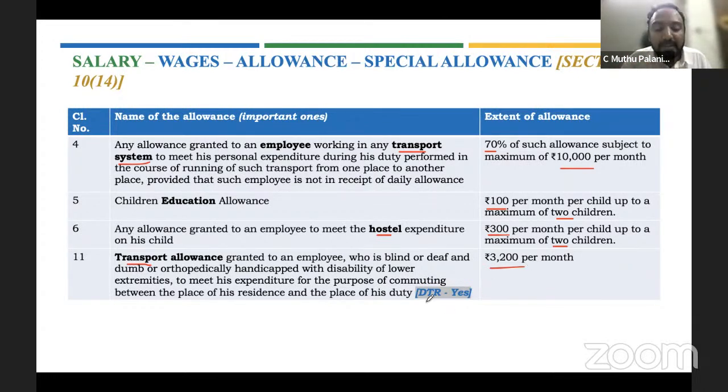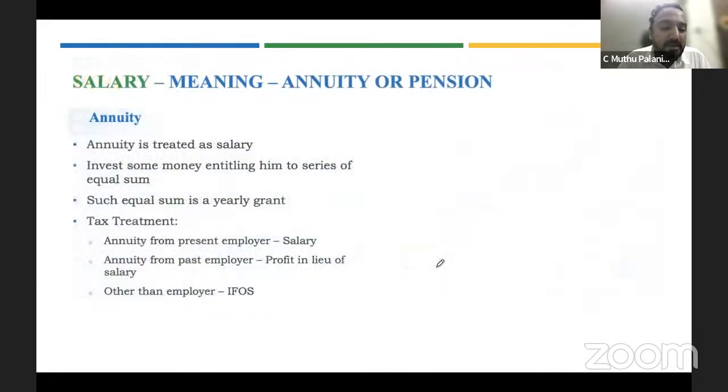Anything in excess is taxable. Please remember, this is applicable for the new tax regime. What do you mean by this? The rest of these provisions, that is the 4th, 5th and 6th provisions, are not applicable for the new tax regime. So these three, transport allowance for employee in transport system, education allowance, and hostel expenditure, are not considered for the new tax regime. Only the transport allowance for blind, deaf or orthopedically handicapped is allowed for the new tax regime. So please be clear on that concept.